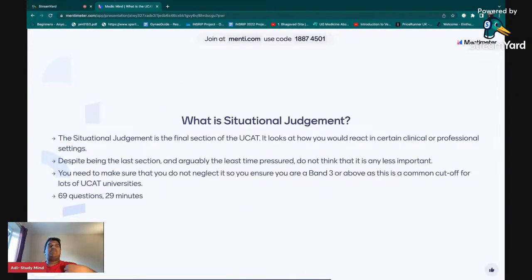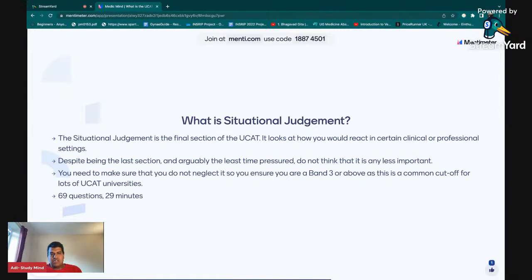So situation judgment, the next section, is the final section of the UCAT. So now you've done all 4 sections. Those are probably the more important ones. Now you're coming down to the situation judgment section. This is not scored the same way as the other sections. The other sections, as you might already know, are scored from 300 to 900. So you can score a maximum of 3,600 technically, but I don't think anyone has done that, or maybe 1 or 2 people.